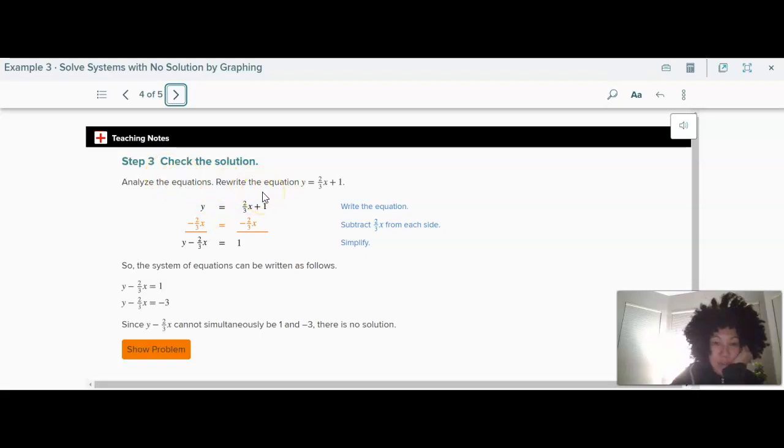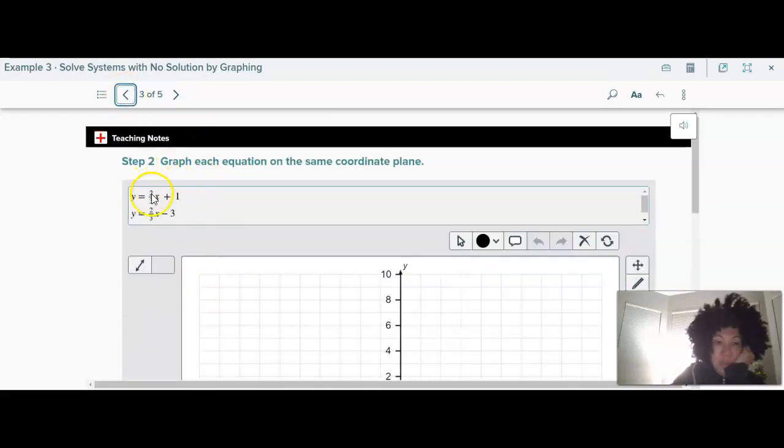If we were to rewrite this equation so that they're both in the same form, like the first equation started out, if I rearrange it to look like this, then you end up with the same thing on the left-hand side, but two different numbers on the right-hand side. So this is another way you can see there's no solution. Or if you notice that they have the same slope, any parallel lines have the same slope but different y-intercepts. If the two lines are parallel, they're never going to intersect. That system is going to have no solution.